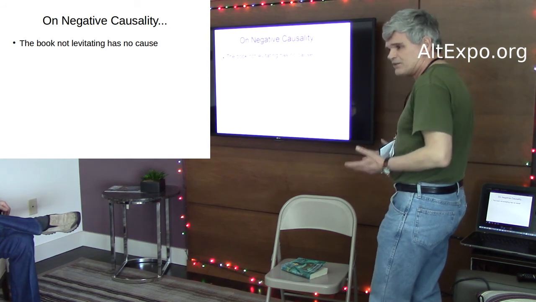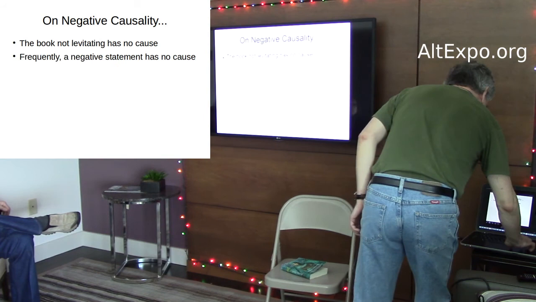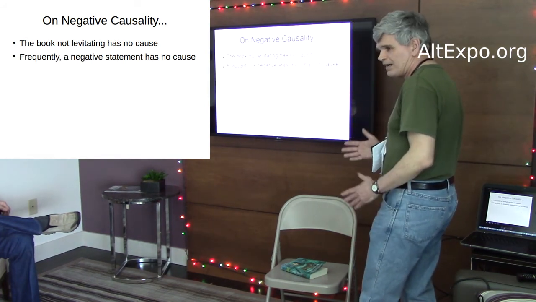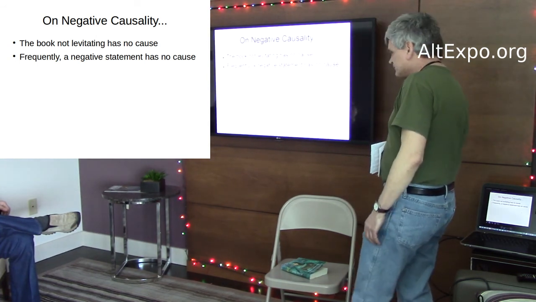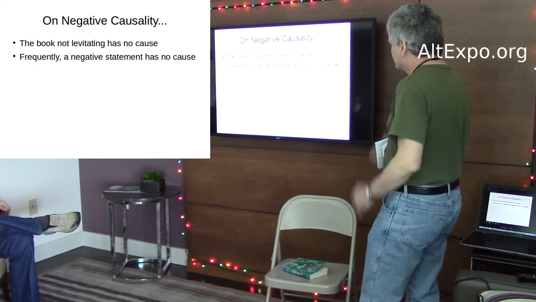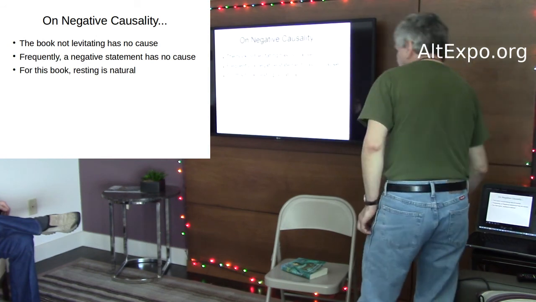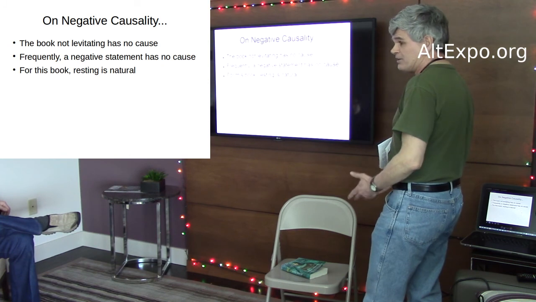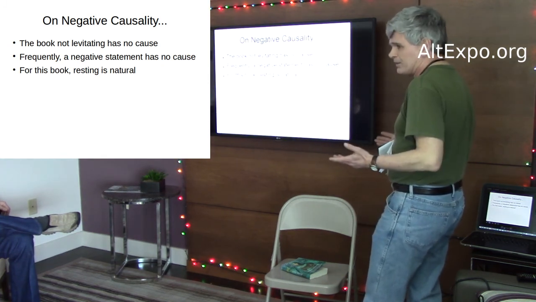Notice this is a negative statement. It's saying something didn't happen. So what we can say is frequently a negative statement has no cause. That door didn't just open and close by itself. This projector didn't just turn off and on by itself, fortunately. So these are negative statements that have no cause. To put it another way, for this book, resting on the chair is natural. The book doesn't need a reason to continue resting on the chair. It would need a reason to do anything else.